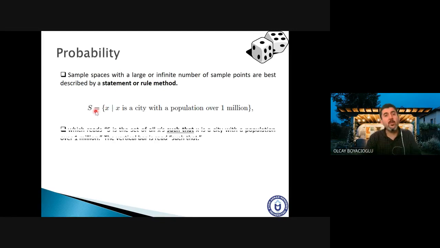Okay? For example, sample space is X. And what is that X? We put a vertical line here and we read it such that X is a city with a population over 1 million, close parentheses. So this is our sample space. See, I wrote every single city with the population over 1 million instead of writing the names of every single city in the world here.